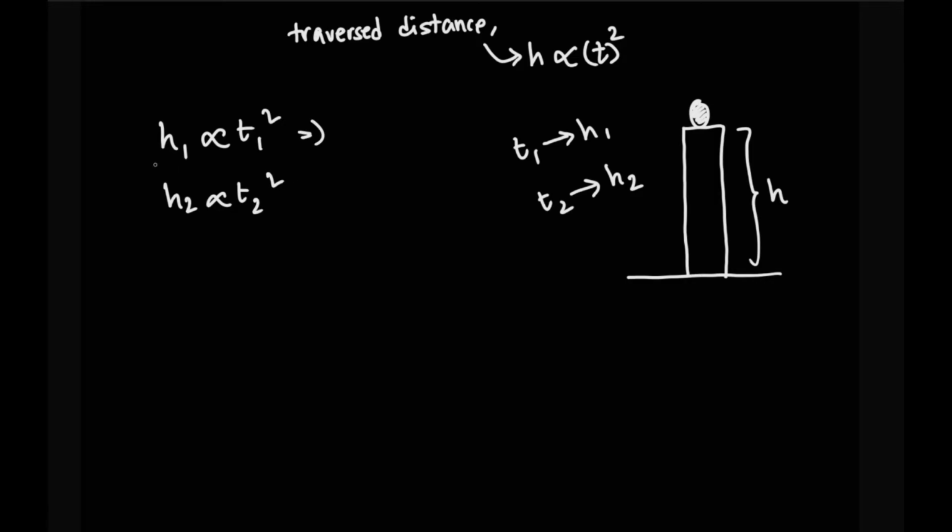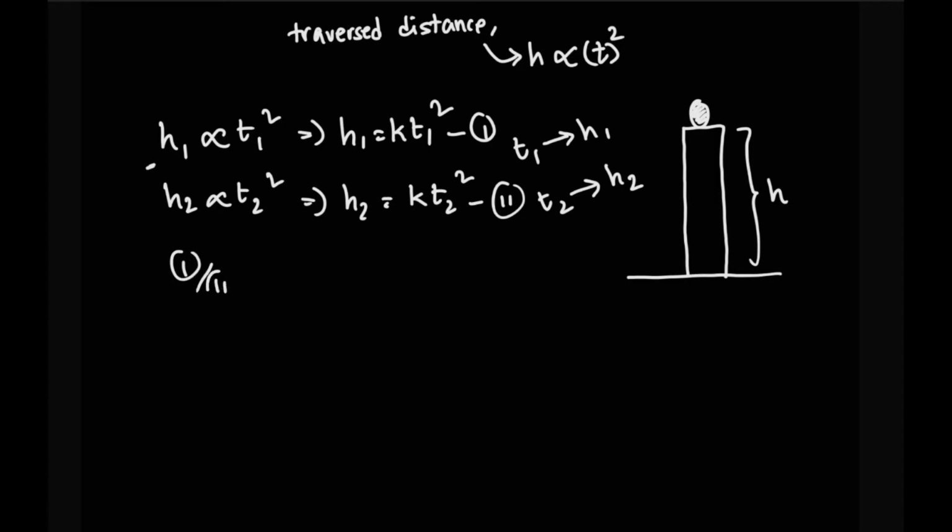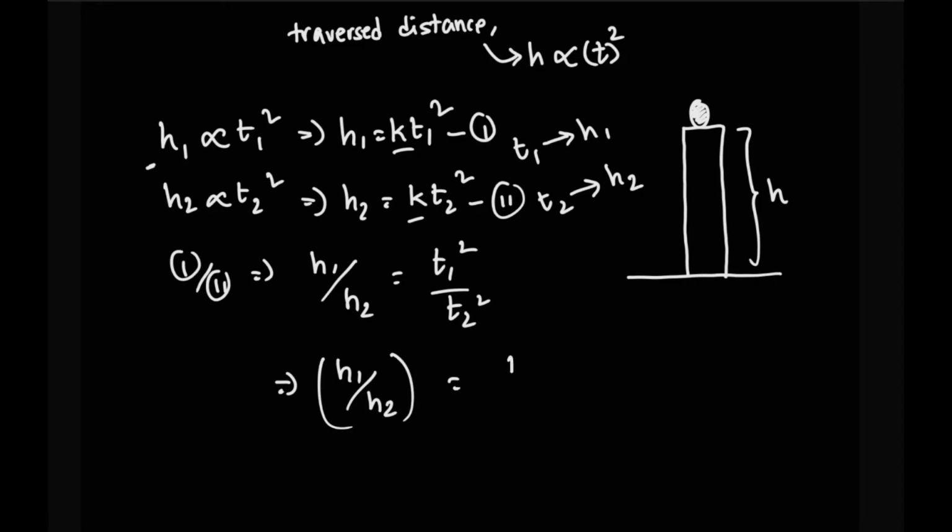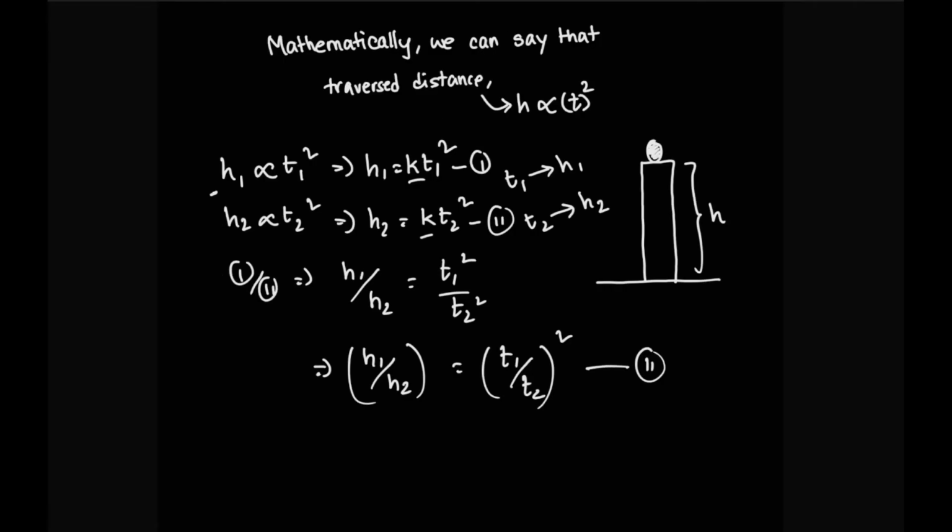And then again, from here we can say that h1 is equal to k times t1 squared, where k is the proportionality constant, and h2 is equal to k times t2 squared, where k is again the proportionality constant. And if we divide equation 1 by 2, we get that h1 over h2 is equal to t1 squared over t2 squared, since the k's cancel each other off. And we can write this as h1 over h2 is equal to t1 over t2 whole squared. So this is the mathematical explanation of the three laws of Galileo.